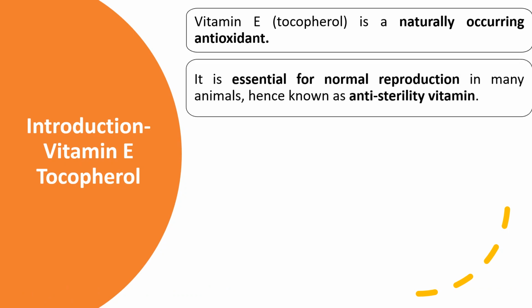This vitamin E is essential for our normal reproductive processes, because it maintains the different cells of our reproductive system. So it is essential for the reproductive system, and that's why it is also called the anti-sterility vitamin. In the absence of vitamin E, the reproductive process will be lacking.